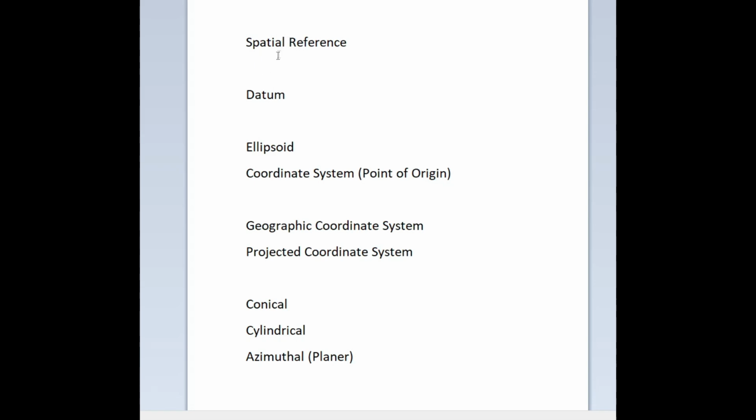The aspect of the spatial reference we're going to focus on in this class is called the datum. This is one aspect of a data set's spatial reference: what datum is it using? There are 2 components to a datum. The first is the datum's ellipsoid, and the second is the datum's coordinate system, or you could also say its point of origin. Either one of those is correct.